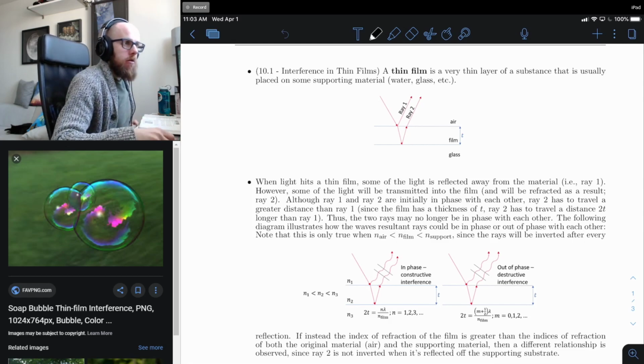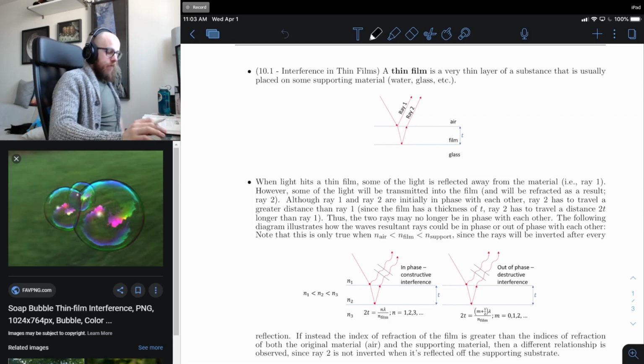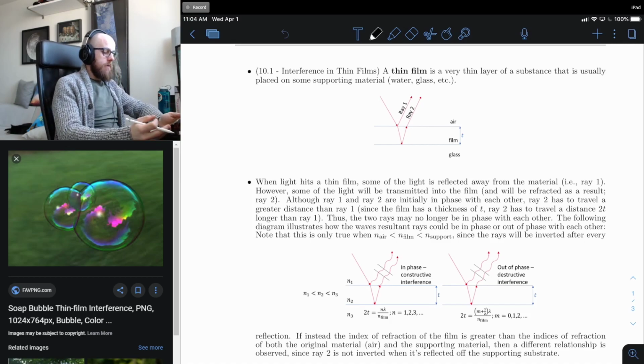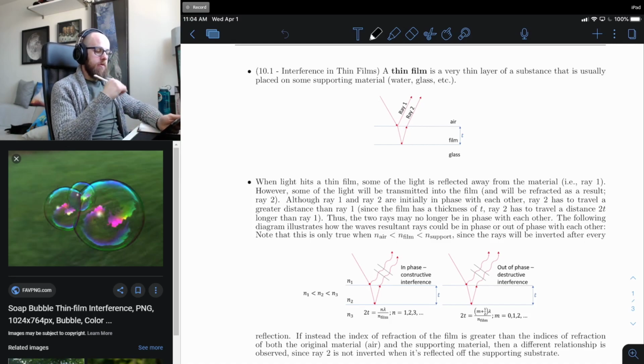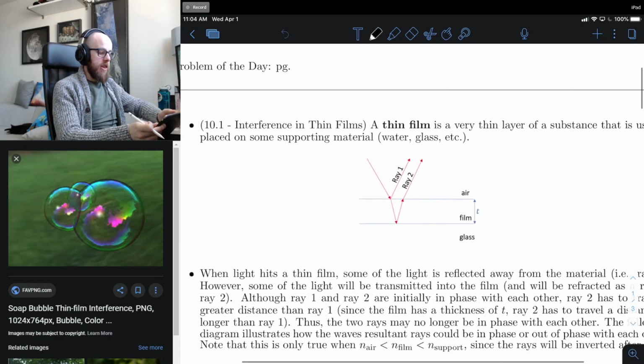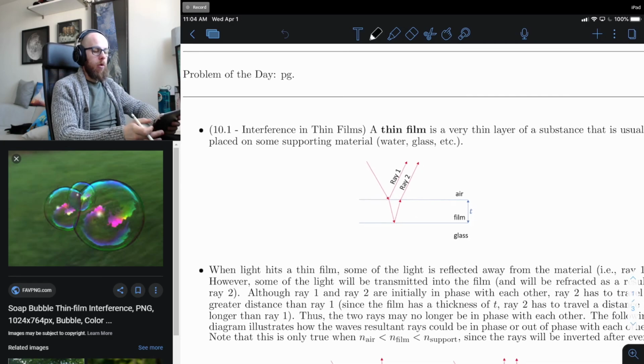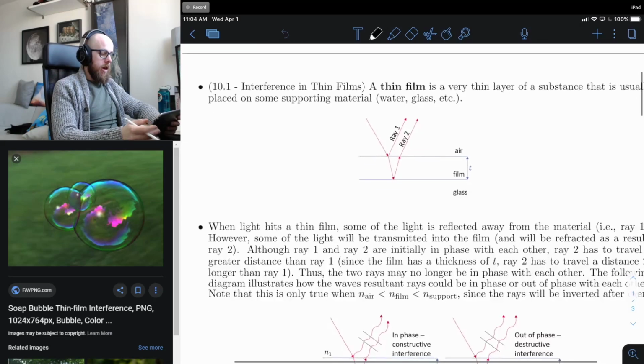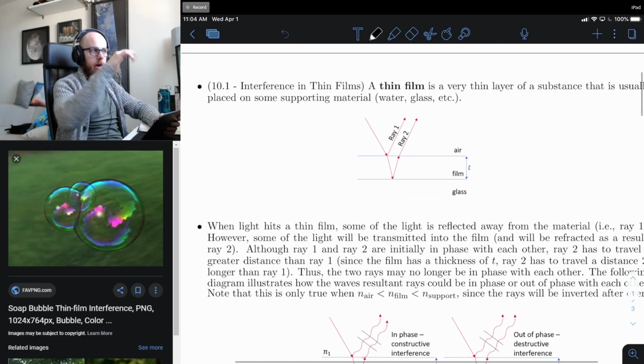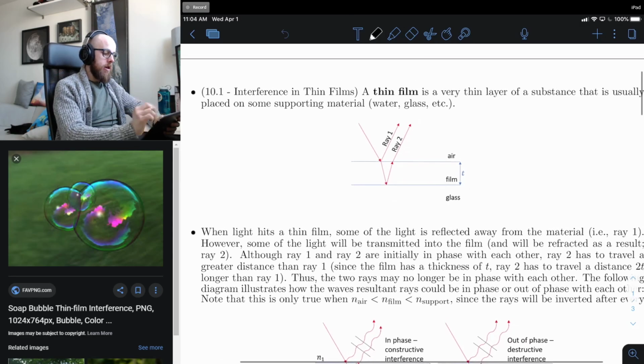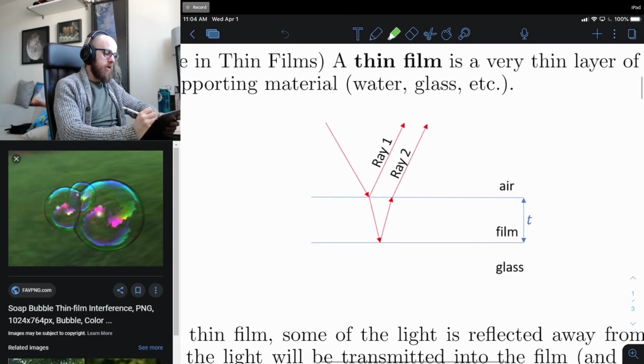Okay, so let's get started here. When light hits a thin film, some of the light gets reflected away from the material. In this picture, we can see that light is traveling from air, and then it will hit whatever the film material is, say soap, or oil, and then some of it will just reflect away. Ray 1 just hits the material and gets reflected away.